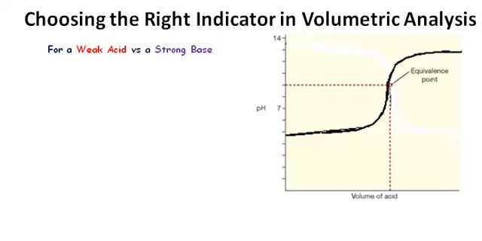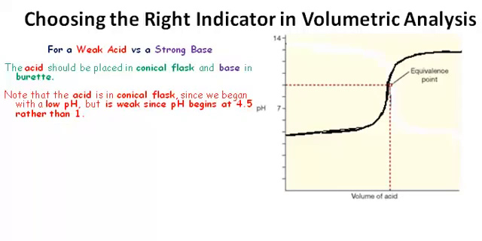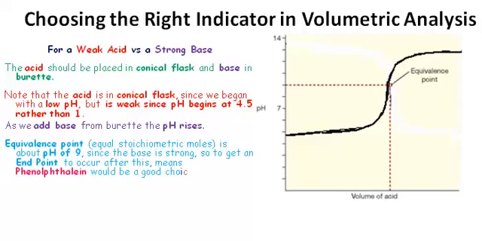For a weak acid versus a strong base, the acid should be placed in the conical flask and the base in the burette. Note that the acid is in the conical flask since we've begun here with a low pH, but since the pH begins at about 4.5 rather than 1, we know that the acid is weak. As we add base from the burette, the pH then starts to rise. The equivalence point, where you get equal stoichiometric moles, is about pH 9, as you can see here.